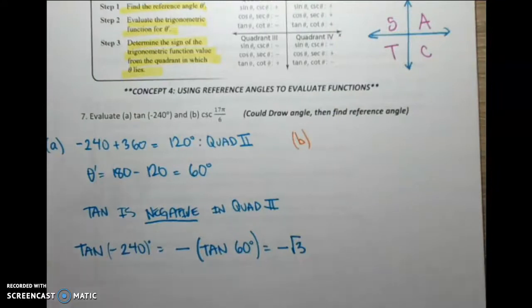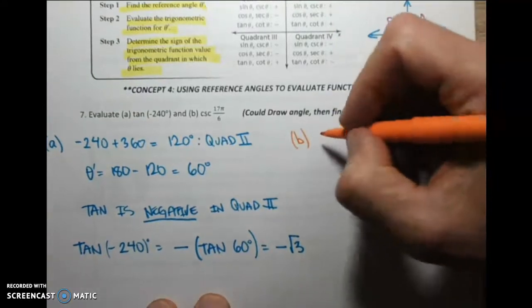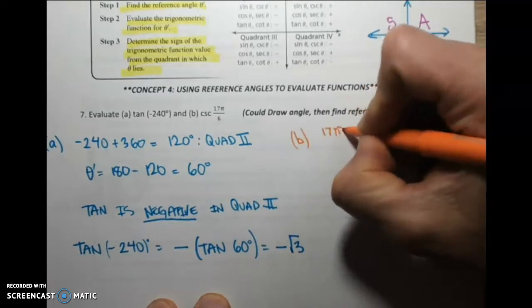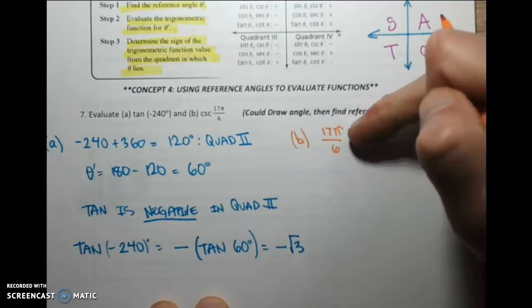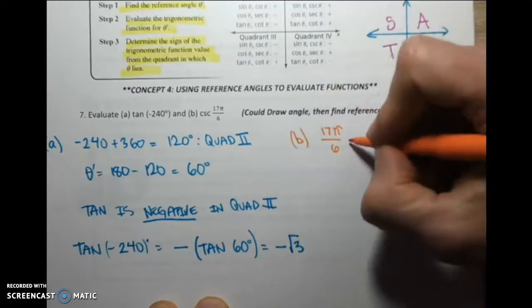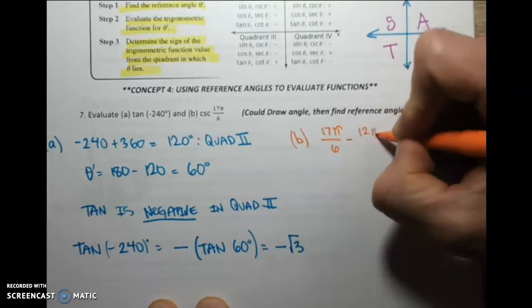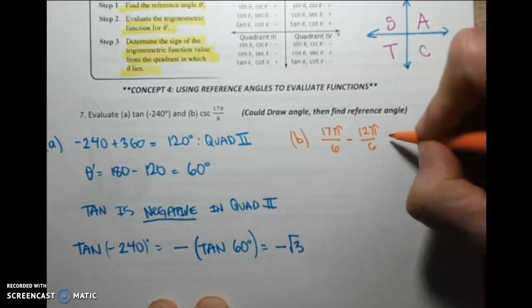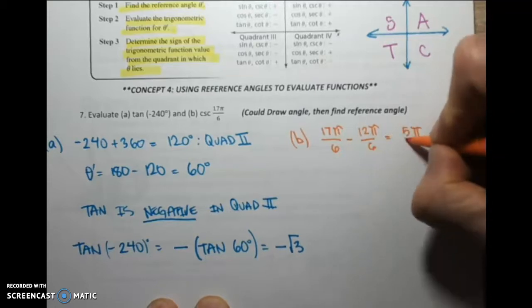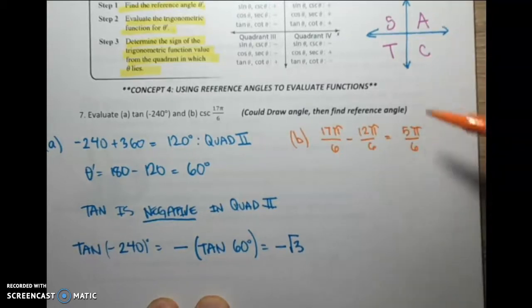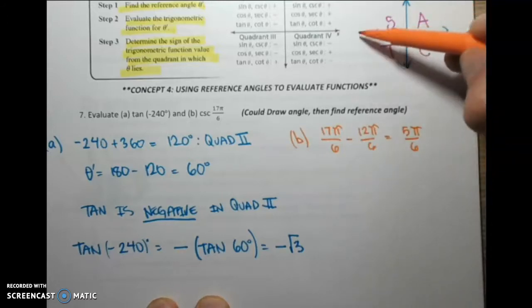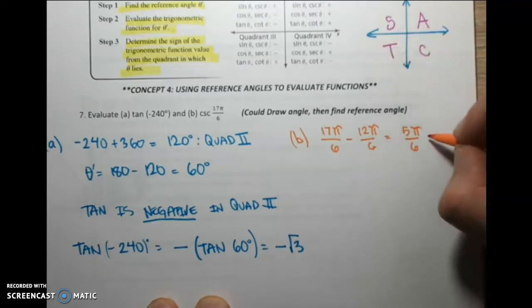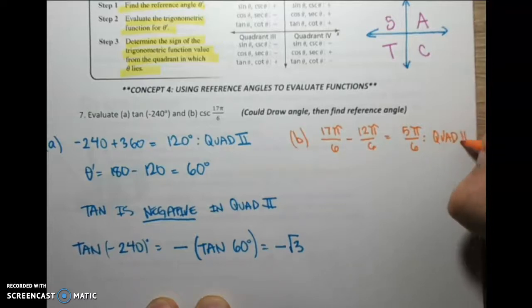Okay, so now I have 17 pi over 6. And this is way over 2 pi, right? It goes way past the 360. So I am going to subtract 2 pi, which is 12 pi over 6 if I have common denominators, leaving me with 5 pi over 6. Okay, so 5 pi over 6 is almost 1 pi, which means that would be almost 180 degrees. So I know that is quadrant 2.